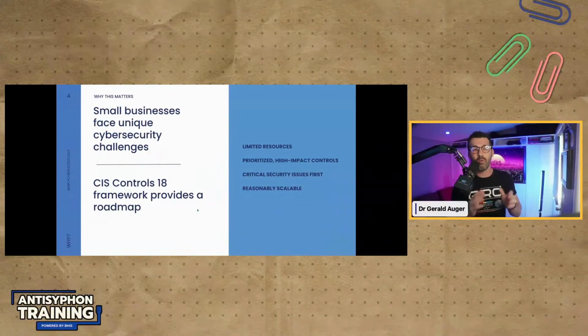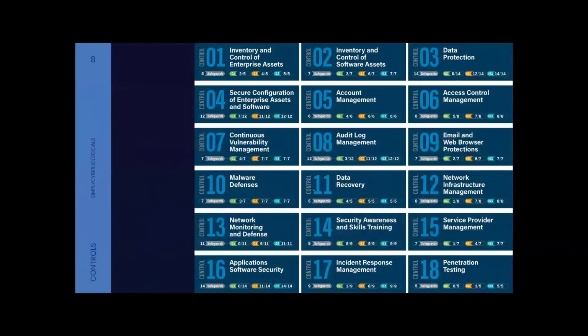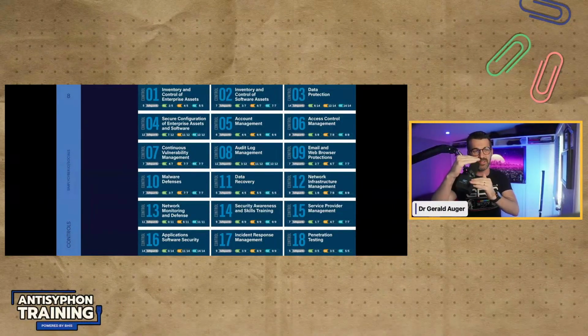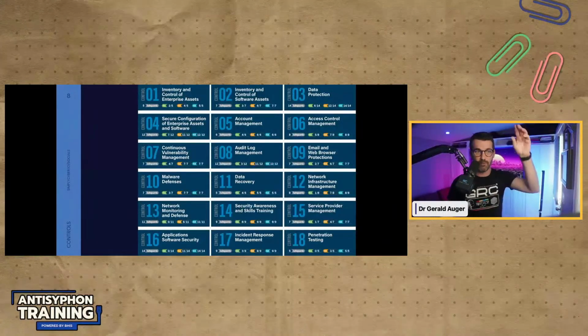Okay, so why CIS 18 as a control framework? Let me take a step back and just show you what it is. These are the 18 controls of CIS 18. They're basically 18 control areas and how you would approach it. Within each of them are N number of safeguards, which are basically sub controls. It's the components that make up implementing the control. And they organize it by level of priority and importance too.